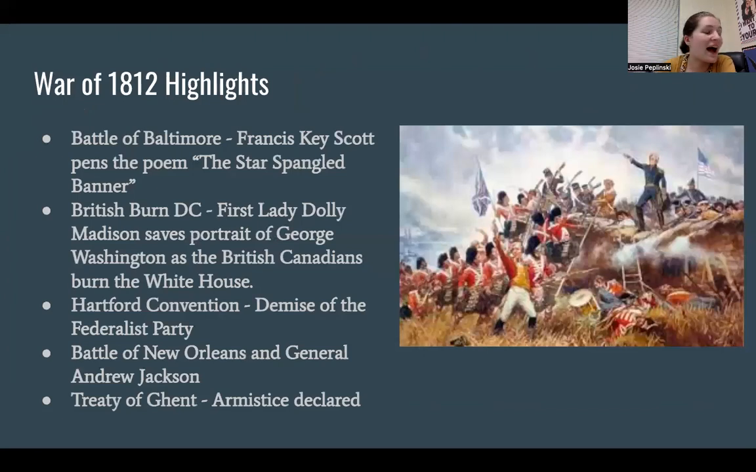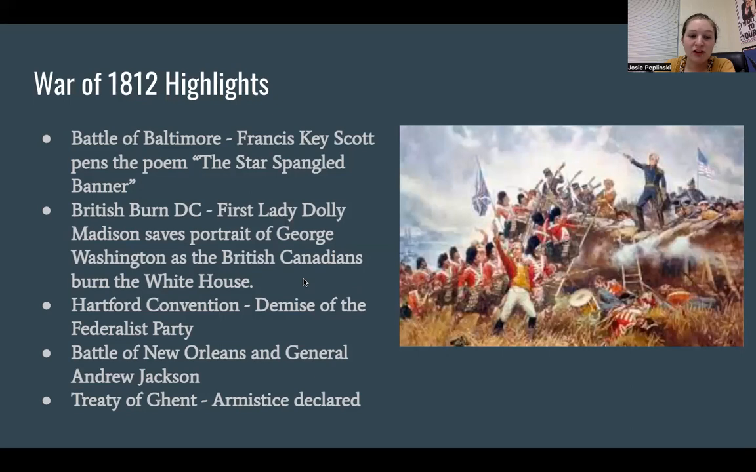There are some main highlights from the War of 1812. We have the Battle of Baltimore, when Francis Scott Key writes the poem The Star-Spangled Banner. We have the British burn DC, when First Lady Dolley Madison, the wife of James Madison, saves a portrait of George Washington after the British and Canadians burn the White House.